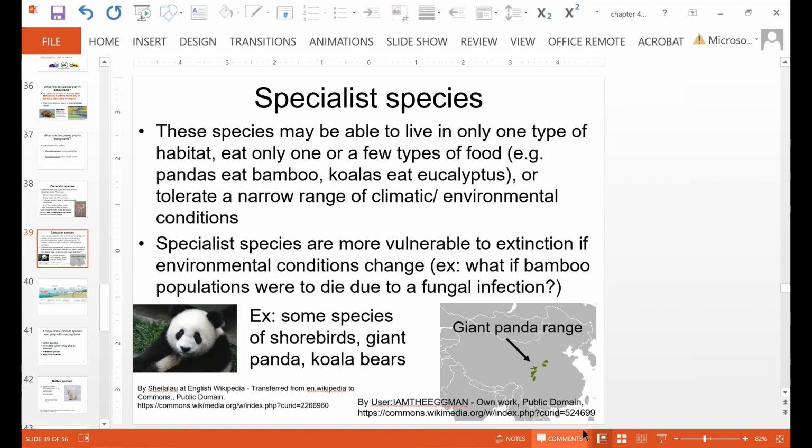A specialist species may be able to live in only one type of habitat, eat only one or a few types of food. For example, pandas eat bamboo, koalas eat eucalyptus, or they tolerate a narrow range of climatic or environmental conditions. Specialist species are more vulnerable to extinction if environmental conditions change. For example, what would happen to pandas if bamboo populations were to die due to a fungal infection?